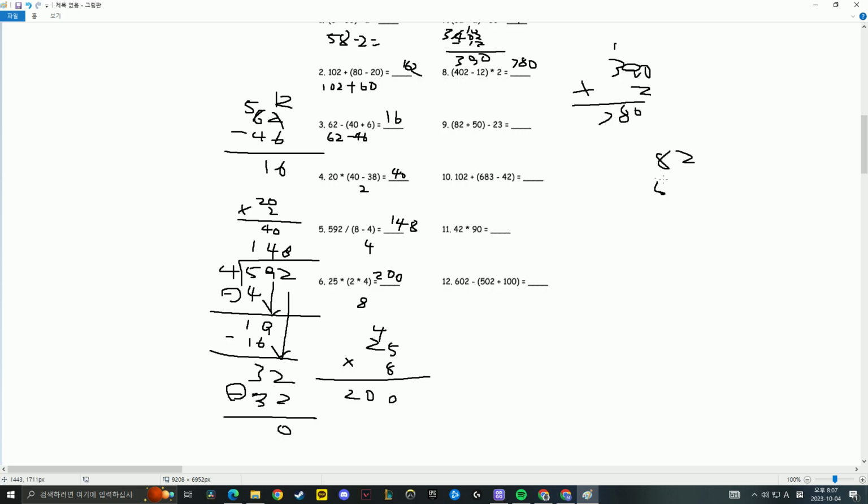82 times 50. 0 times 0. 0. And then we have 2 times 5 is 10. And 5 times 8 is 40, and we have 41. Add it all together, 4100 and minus 23, 0, 9, 10, 7, 7, and 0 and 4.